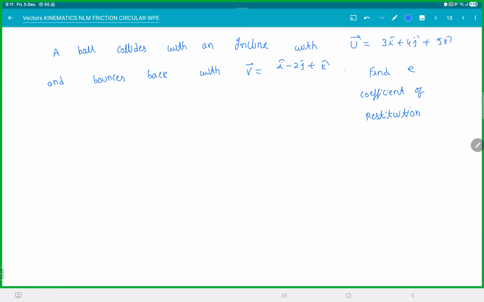I think I'll give a minute. It's a pretty good one. It's worth thinking. You're actually hitting two different things at the same time. Vectors and oblique collisions.